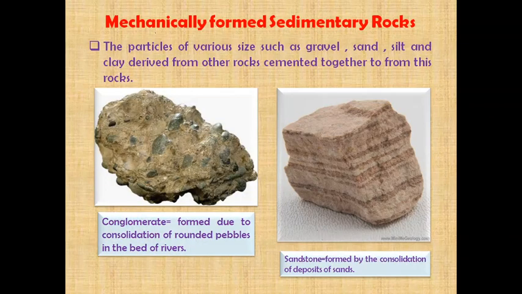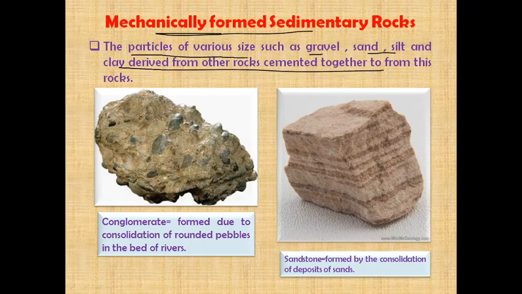First one is mechanically formed sedimentary rocks. The particles of various sizes such as gravel, sand, silt and clay derived from rock are cemented together to form these rocks. Why are they called mechanically formed sedimentary rocks? Because no chemical process is involved in their formation. The first one is conglomerate. How is conglomerate formed? Conglomerate is formed due to consolidation of rounded pebbles in the bed of a river.